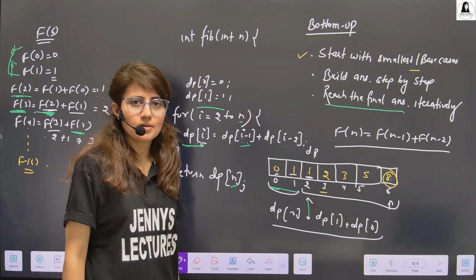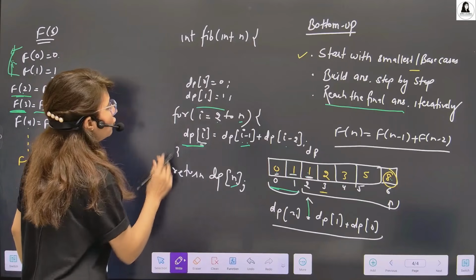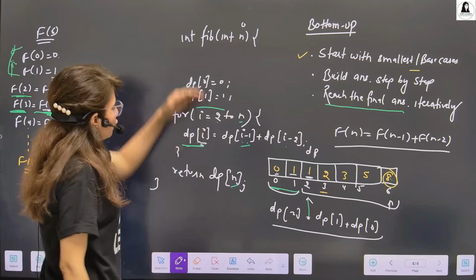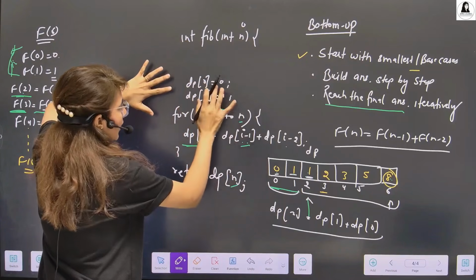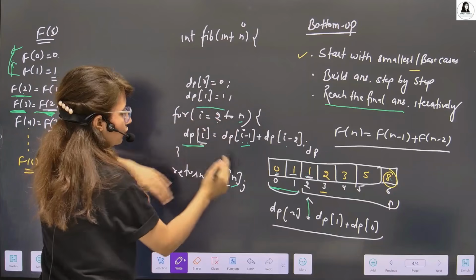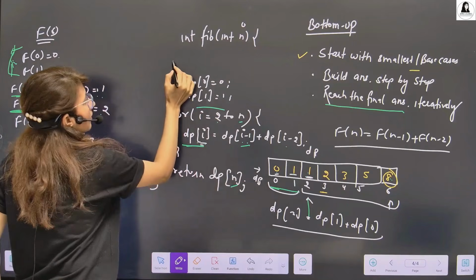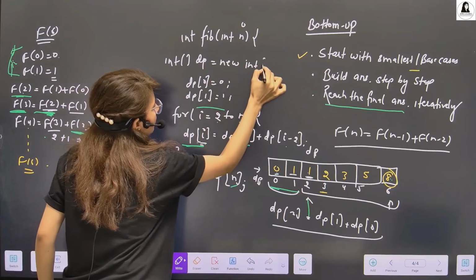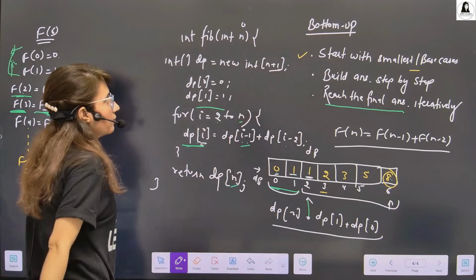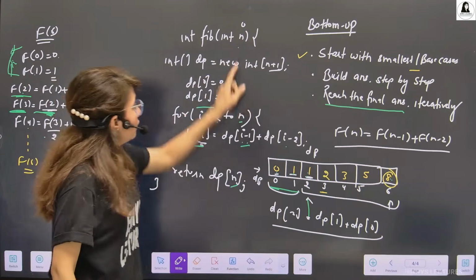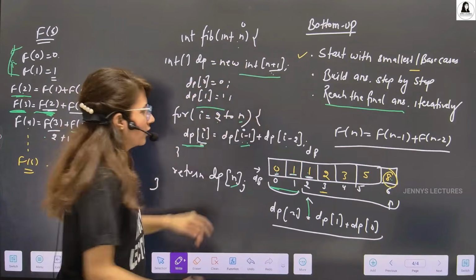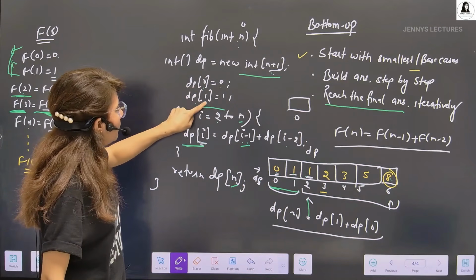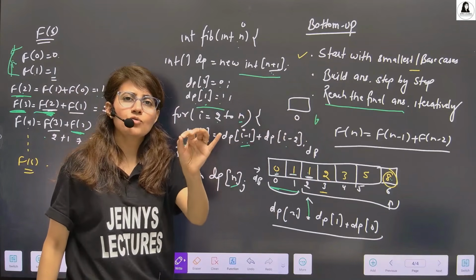That's it. Simple. But yeah, you have to write one thing here. Suppose I give n is equal to 0, fib of 0. So it will do one thing. It will create an array, which is this dp, int dp is equal to new int of size n plus 1. Okay, what is n? That is 6, so it will be 7. So if n is 0, it will create an array of size 1. Size 1 means only one index. But now I say dp of 0 is equal to 0 and dp of 1 is equal to 1, but there is no index 1. So you will get array index out of bound.